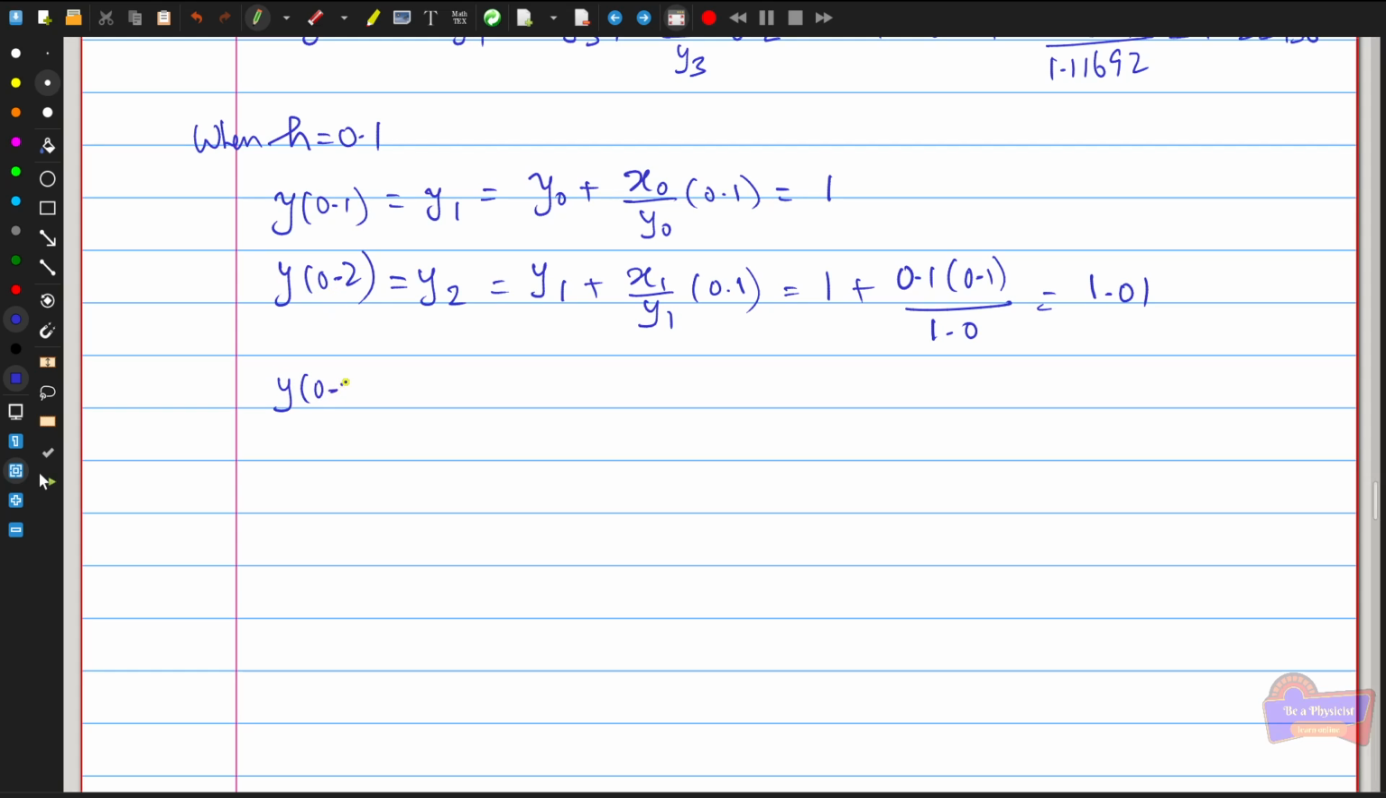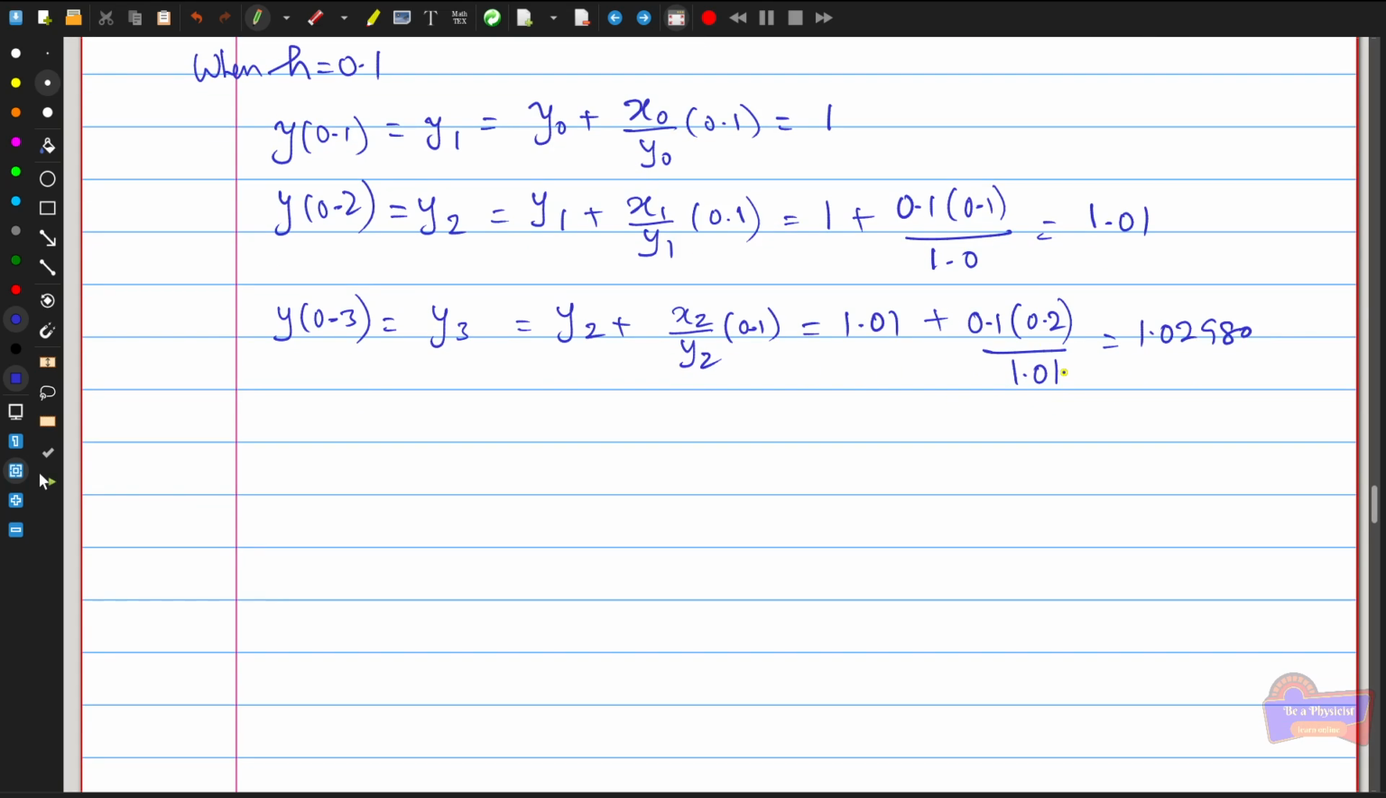Similarly, I can calculate 0.3, that is taken as y3, that is equal to y2 plus x2 divided by y2 times 0.1, that is the time step. So the y2 value is 1.01 plus 0.1 times 0.2 divided by 1.01, which is equal to 1.02980. So this is the value at the point of 0.3.